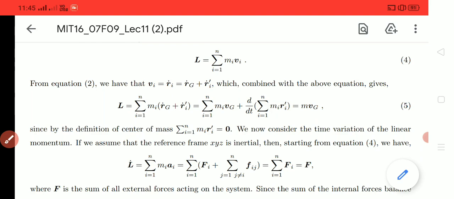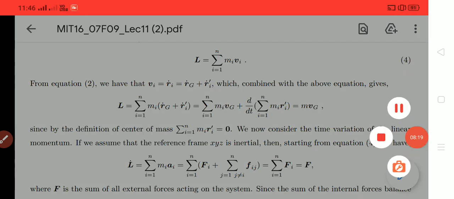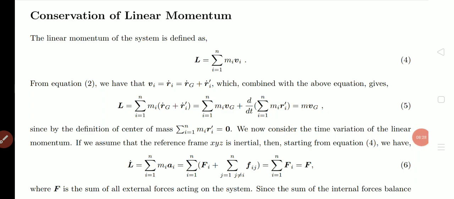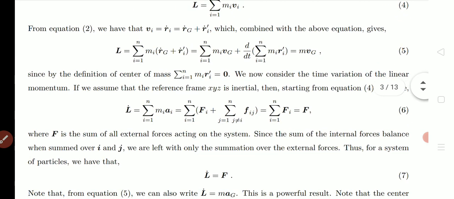Here we put the value of vi, means rg dot plus ri dot dash in brackets, is equal to summation i equals 1 to n of mi vg plus d by dt of summation i equals 1 to n of mi ri dash, is equal to m vg. Since by the definition of center of mass, summation i equals 1 to n of mi ri dash is equal to 0.